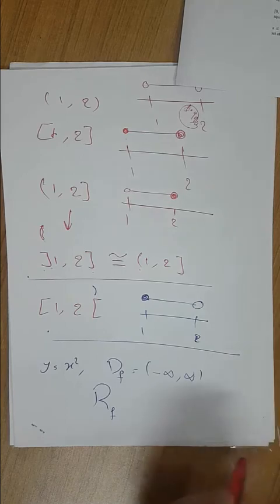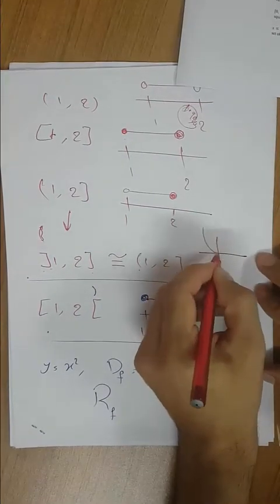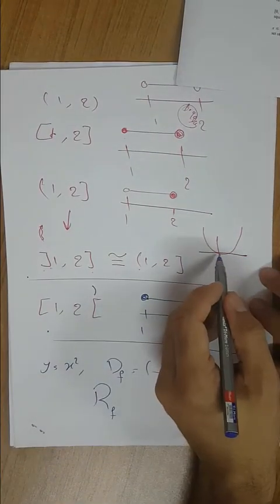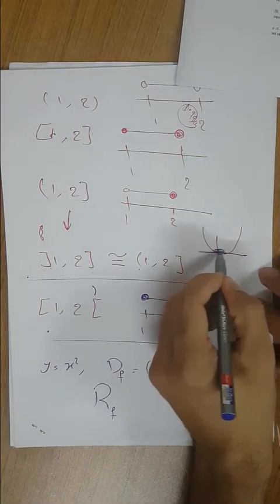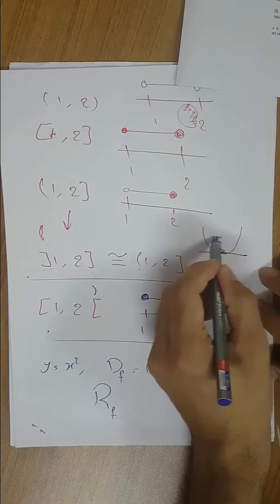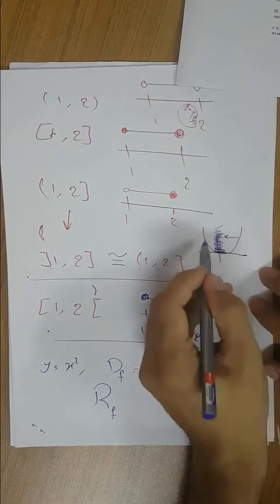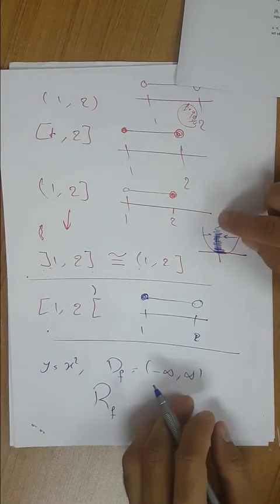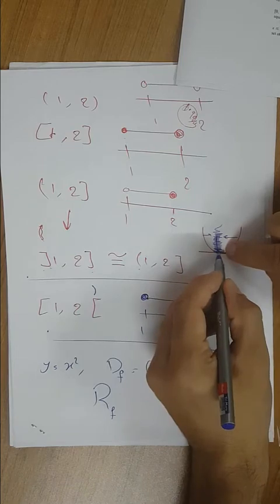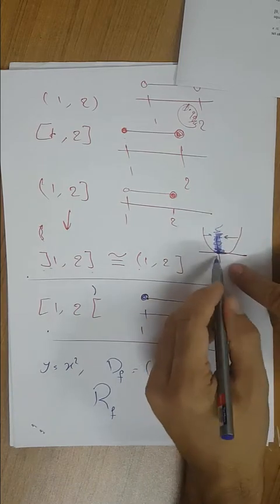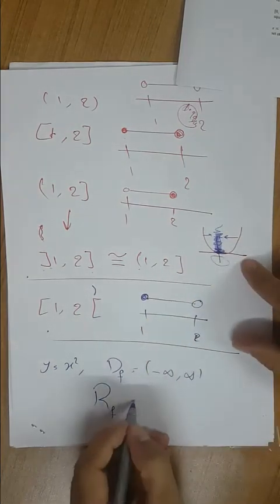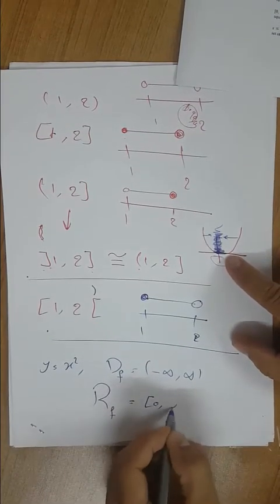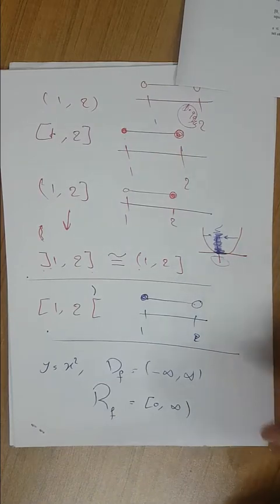How about the range? The range means, look, here's the graph. The range means the shadow over the y-axis. So here's 0, here's 1, 2, 3, 4, 5, square root 2. So can the shadow of the function cover all of the y-axis? No. It's okay to be 0, it's okay to be positive, but there is no negative. That's why I say the range of the function will start from 0 to positive infinity. That's why we have this one.